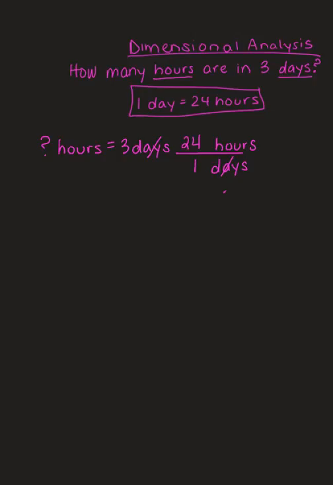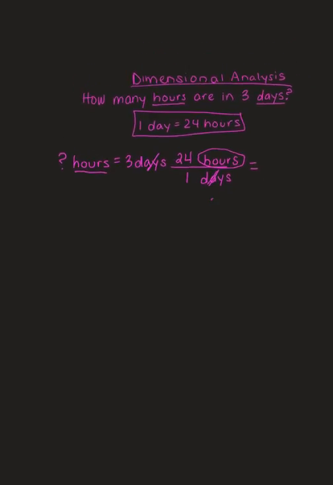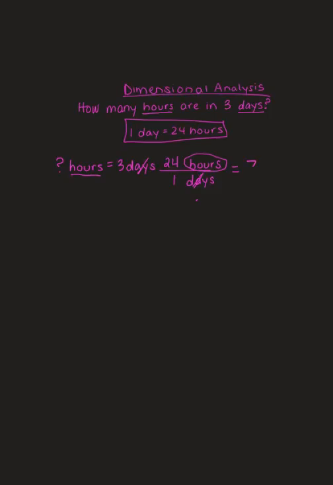Okay, so my days have canceled out, and I need hours. Here are the hours. I'm ready to calculate. Everything on the top gets multiplied, and everything in the denominator on the bottom gets divided. So we can say 3 times 24, and that will give us an answer of 72 hours.